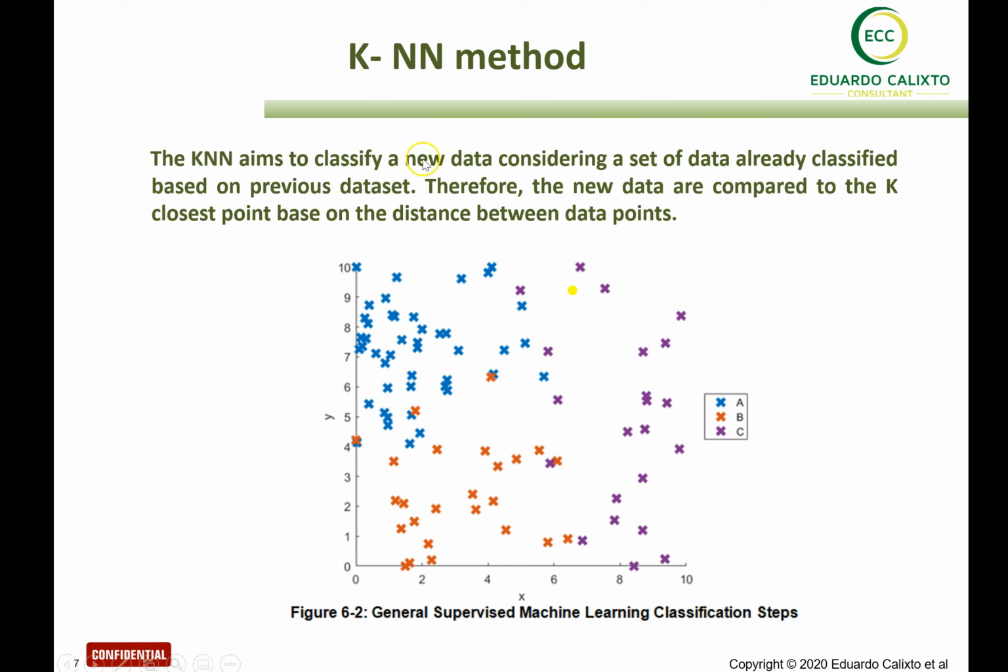If we define k as 3, or 4, let's put 4. The distance between this new point and the 4 closest points will be compared. So we have one here, another one here, another one here, and another one here. Among these 4 points, the points that are closest belong to class C.